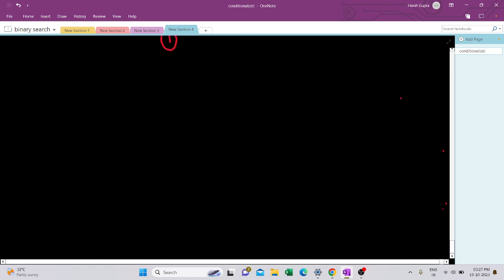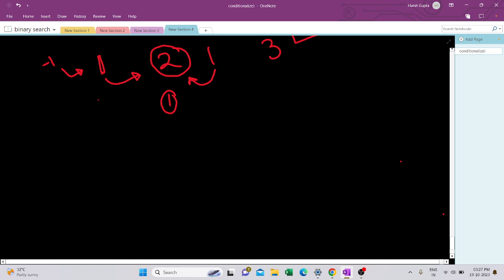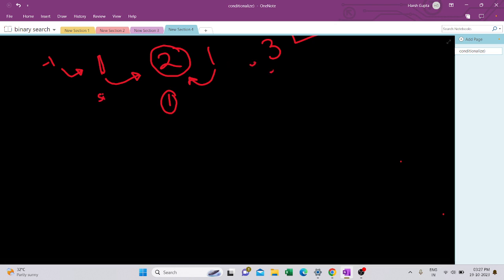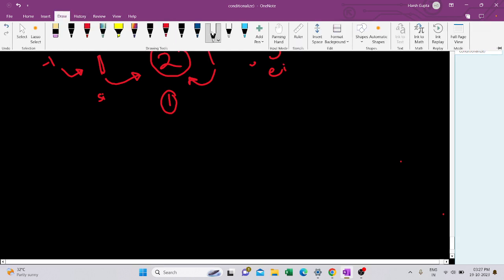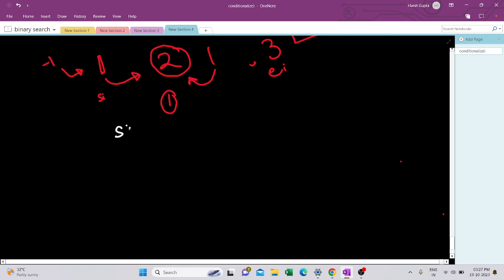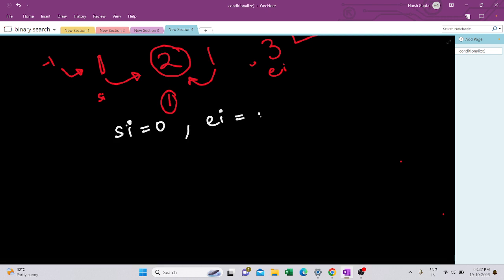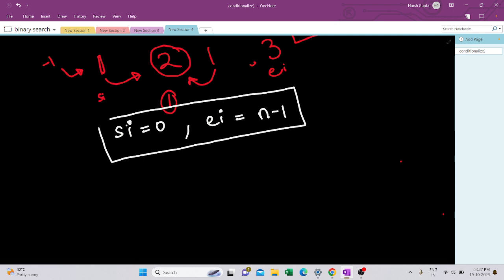Let's suppose we know that our peak element will always lie between the starting index and the ending index. We can say that, right? Our peak element always lies between them. So if we initialize our starting index with 0 and ending index with n-1, n being the size of the array, then our first job is done, that is, the initialization of the starting index and ending index.